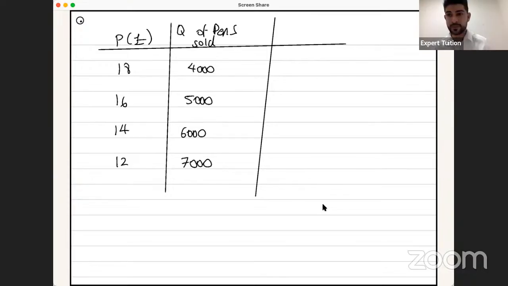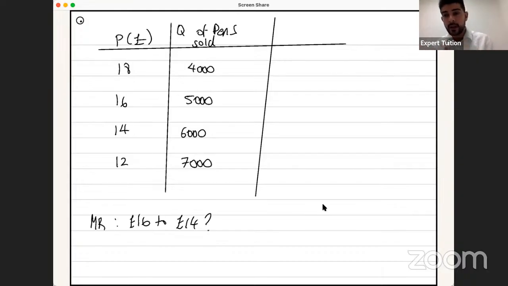Okay, right, these are some pretty expensive pens at 18 pounds. But anyways, the question now says, what is marginal revenue if the firm cuts the price from 16 pounds to 12 pounds? So what is MR when they go from 16 to 14 pounds? That is the question that you're asked to work out.